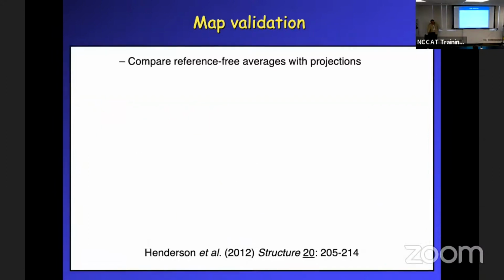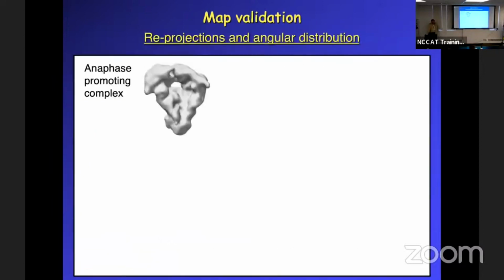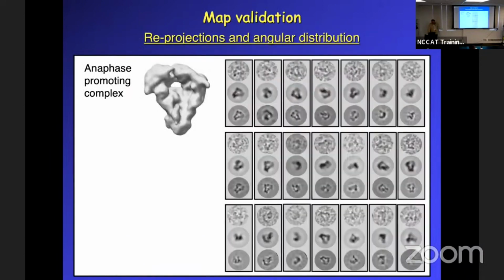And so the first one was, you want to compare reference-free averages with projections from your map. This is an example that we had of the anaphase promoting complex. Here are just raw particles, these are reprojections from the map, and these are 2D class averages. If this all fits nicely, then you get a good feeling.